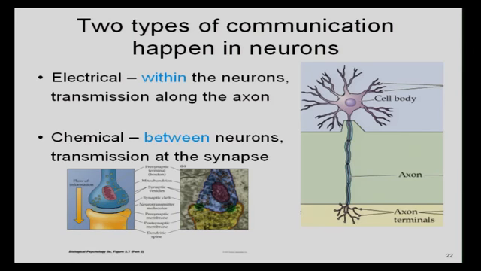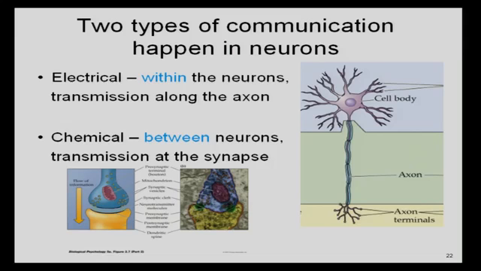Okay, now we're going to move on to the second part of the talk, which is chemical communication that happens between the axon terminal of the presynaptic neuron here and the postsynaptic dendrite of the postsynaptic neuron, if there was a neuron right here. Okay, and for that we move to chemical transmission, and that happens at the synapse, shown schematically right here.